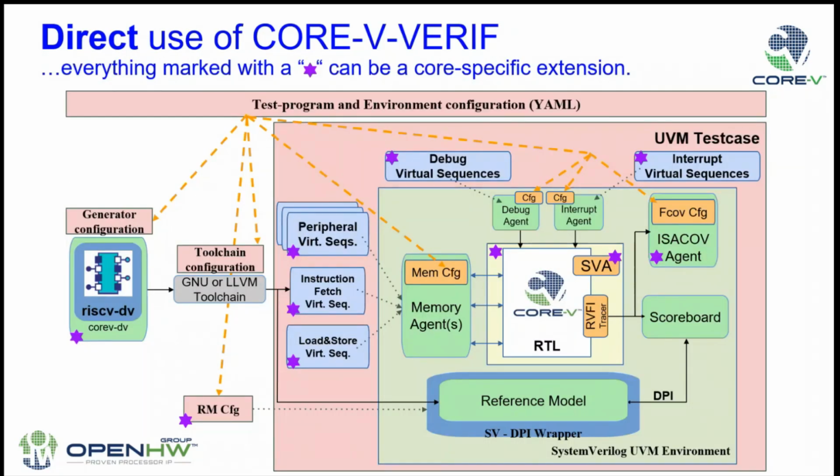This is the idea of direct use of CORE-V-VERIF in a picture. Everything with a star represents something that you would modify in your core-specific directory. So of course, the core and the test bench that instantiates the core is core-specific. Virtual sequences, those will be core-specific. The configuration for the test bench generator, the configuration for the reference model, by definition, those will be core-specific. The infrastructure is all there, and anything that you don't have to modify, you can just use as is.